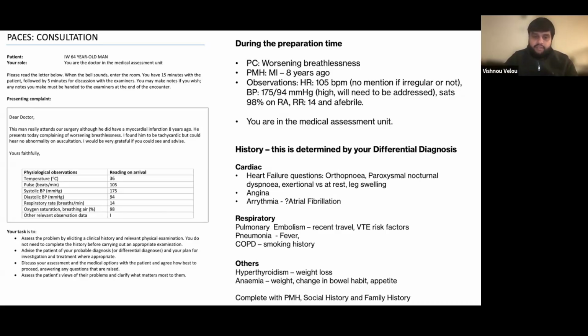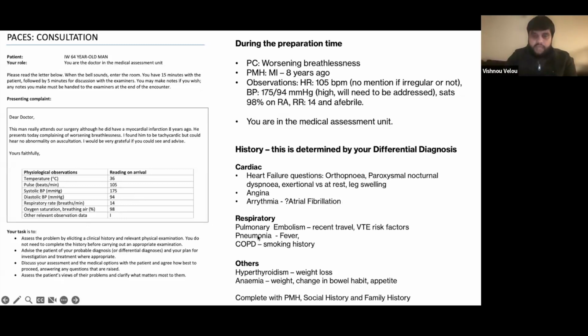Now, respiratory is the other thing. Has he traveled anywhere? What are his VTE risk factors? Any family history of clots? Pneumonia is unlikely, but we're going to ask him about cough, aren't we? And we're going to ask about fever and whether he has any smoking history, because that's the other thing that could explain breathlessness. Okay, so that's just my quick differential list that I've come up with.